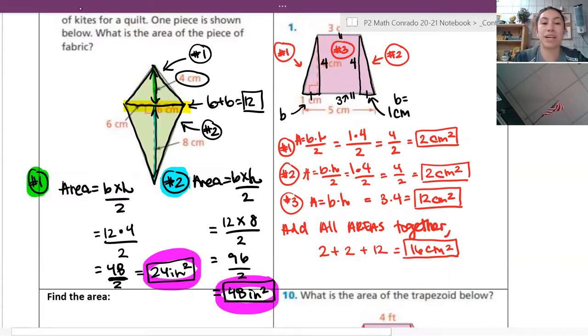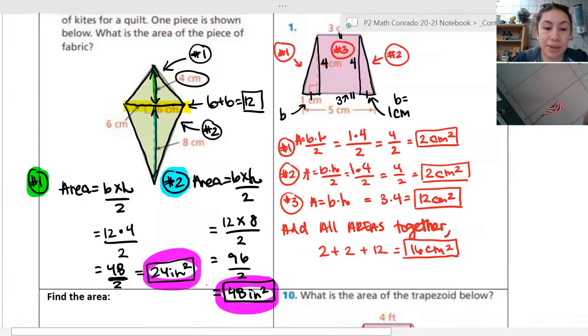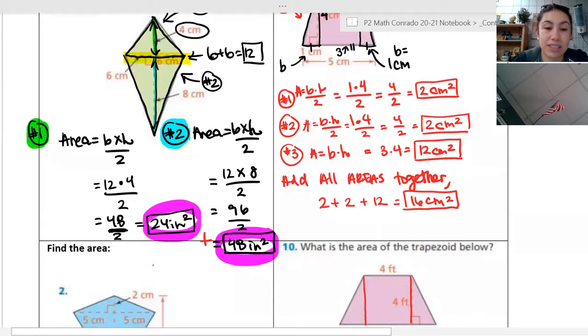We have to combine and add them together to find the area of the entire kite. So let's add 24 plus 48. And 24 plus 48 is 72 inches squared.